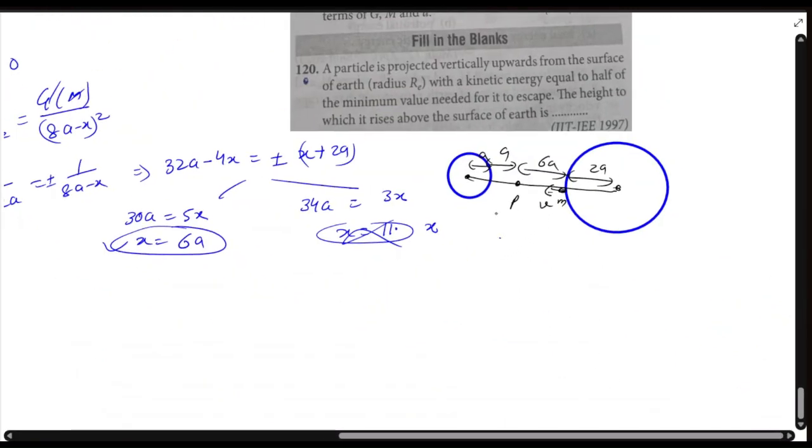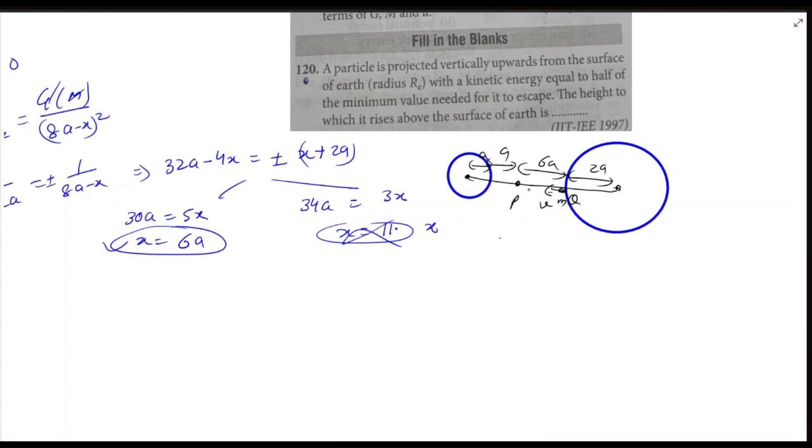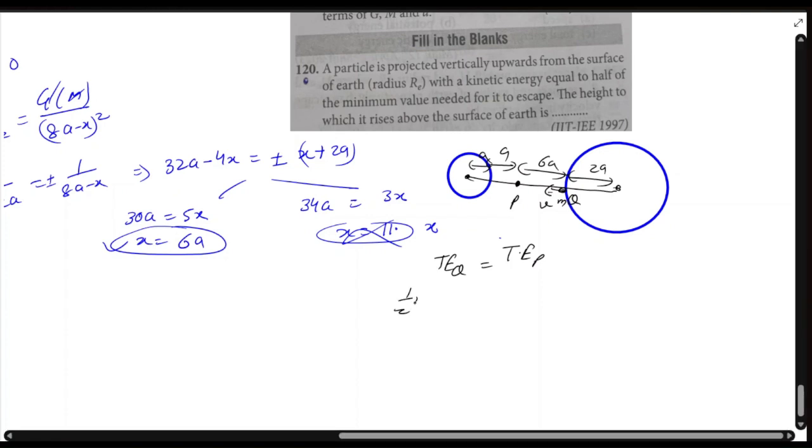So let's say this is P and this is Q. So we can write the energy equation from P to Q, right? So total energy at Q will be equal to total energy at P. At Q, the total energy will be half mv square minus the potential energy due to the big sphere.